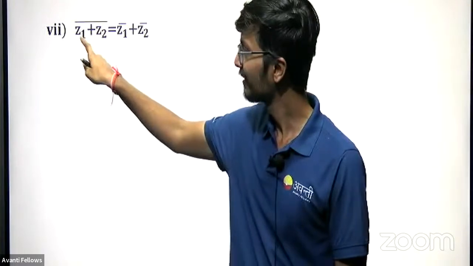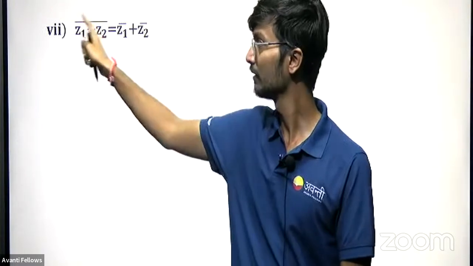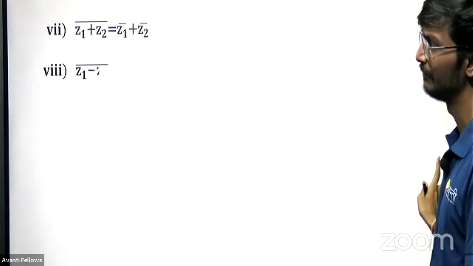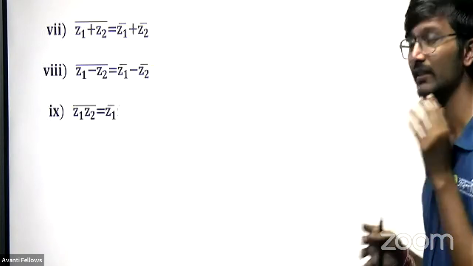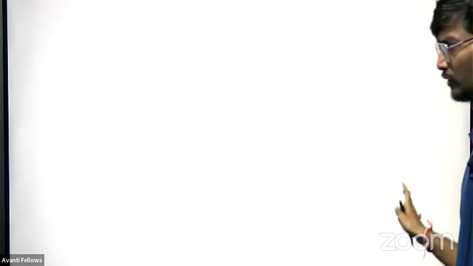So let us move to more properties. This says that the conjugate of a complex number is distributive. That means I can split the conjugate over both. After this, same is for subtraction, same is for multiplication, and same is for division. Got it? So we have done algebra of complex numbers.